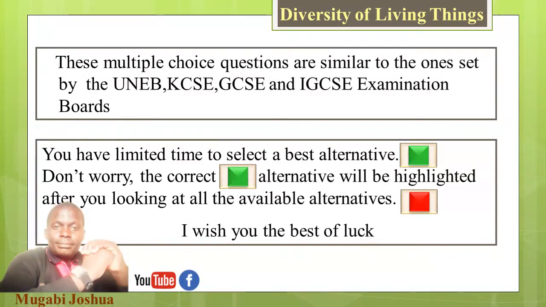These multi-choice questions are similar to the ones set by UNEB, KCSE, GCSE, IGCSE examination boards. You have limited time to select a best alternative. You will see the green button. The green button indicates that is the correct alternative. But don't worry. The correct alternative will be highlighted after you looking at all the available alternatives. Other available alternatives which may not be the correct alternatives will be indicated by the red button. I wish you the best of luck.